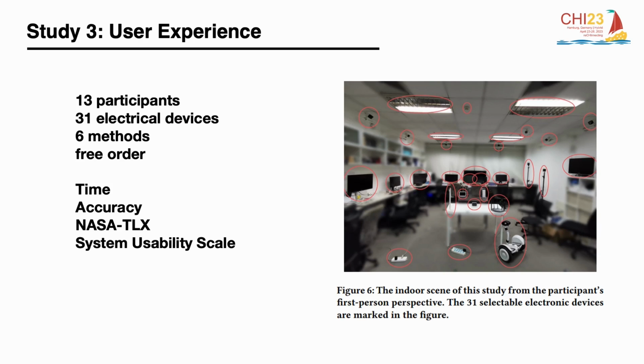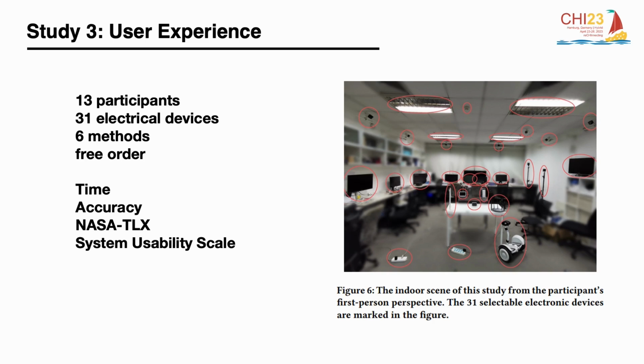We recruited 13 participants from the local institution and conducted this study indoors, where we prepared 31 electrical devices as interactable candidates. When the user raises the phone and taps the screen, the phone will speak the name of the selected device via voice feedback and display its name on the screen. We measured the time and accuracy. After participants had fully experienced each technique, we interviewed them to collect their subjective feedback.